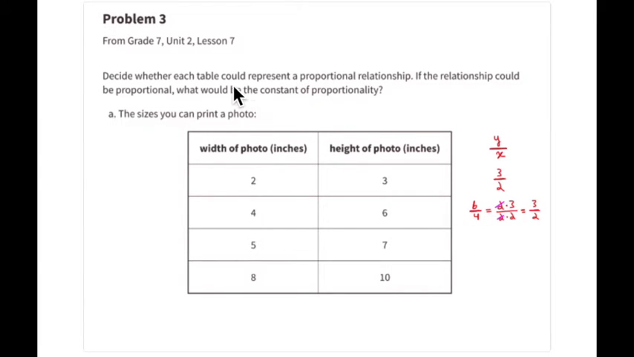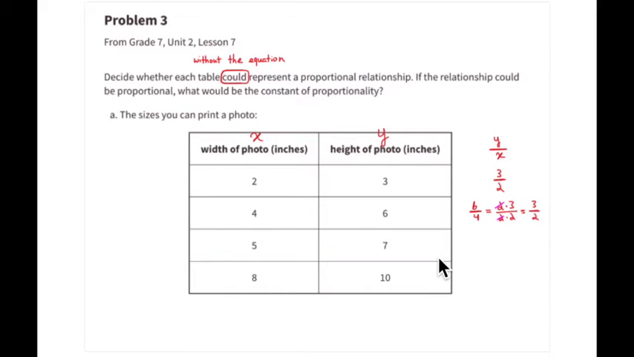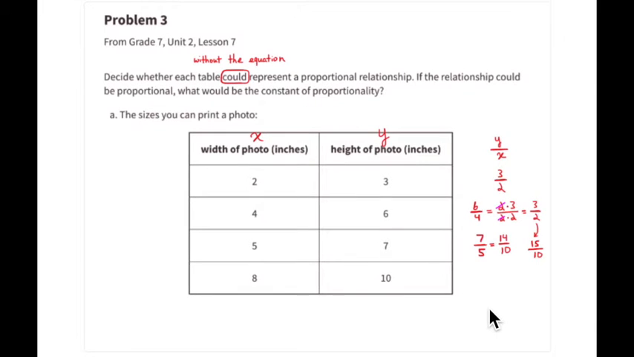This is why they use the word could right here. The table could represent a proportional relationship, because beyond this point, beyond row 2, it moves away from being proportional. There is no longer a constant of proportionality. So without the equation, they want to use the word could because you don't know what's going to happen after each row. So you label the x value and label the y values.